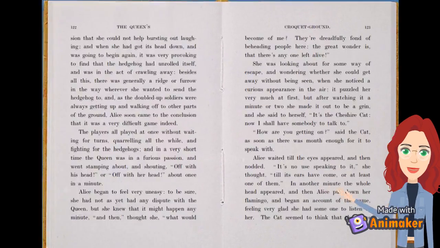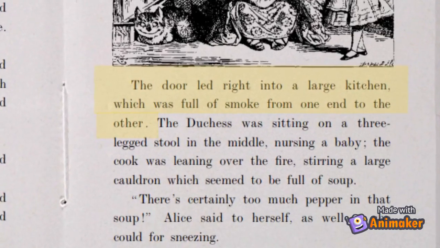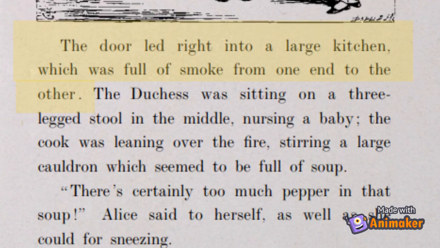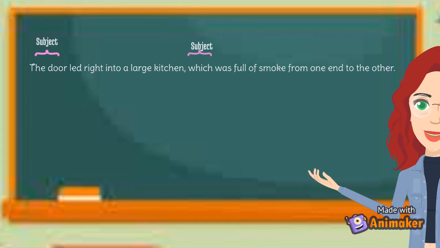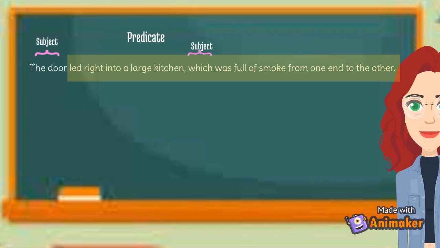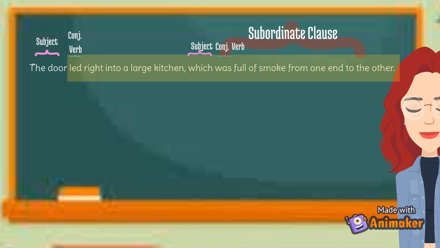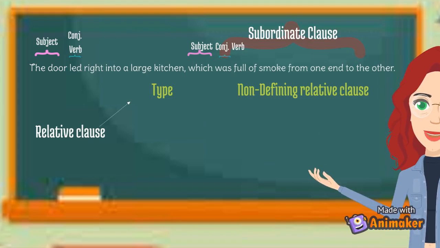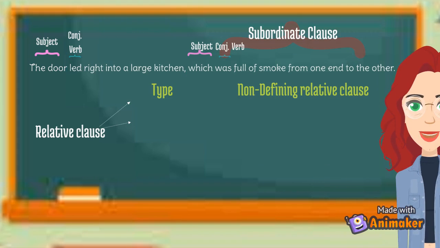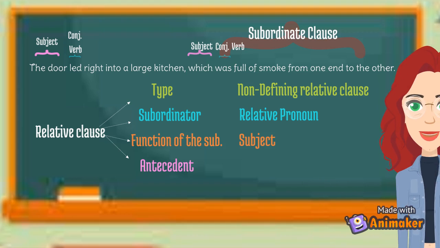Let's continue with page 81. In this complex sentence, "The door led right into a large kitchen, which was full of smoke from one end to the other," we find the subject and the predicate. In the predicate, the main verb or conjugated verb is led, and the subordinate clause, "which was full of smoke from one end to the other," corresponds to a non-defining relative clause, whose subordinator is a relative pronoun with the function of a subject, and the antecedent corresponds to the common noun kitchen.